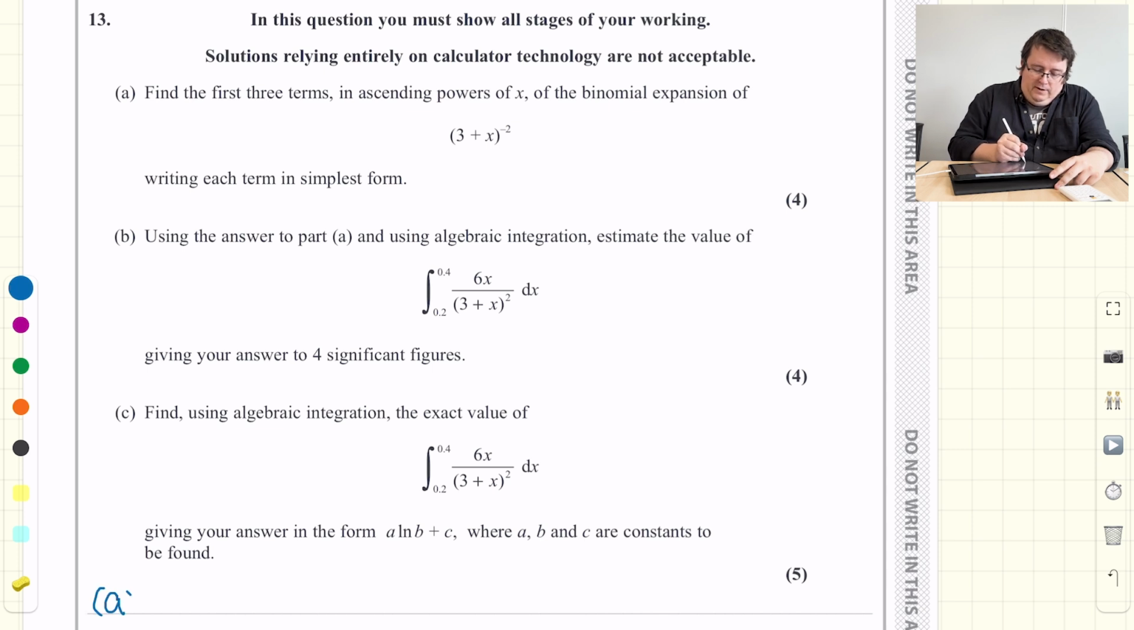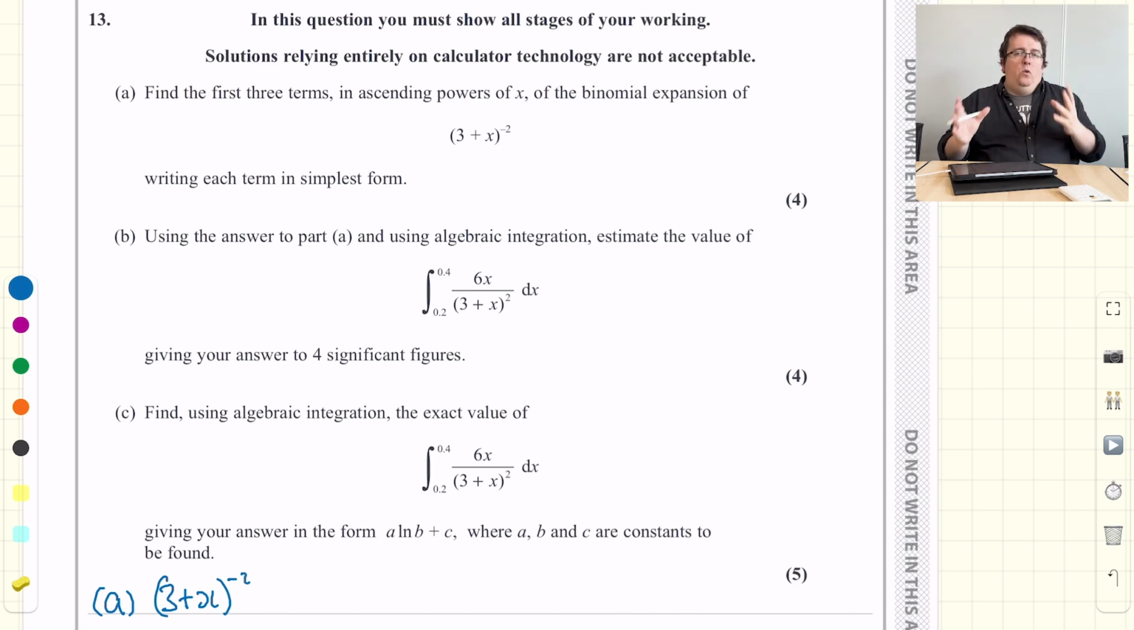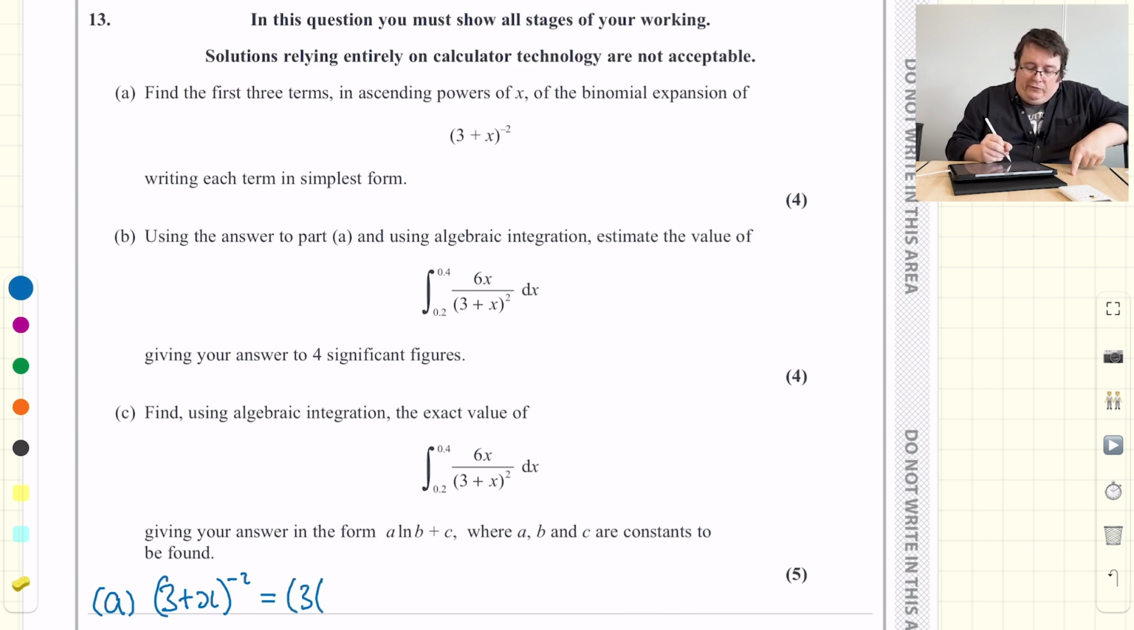Okay, so part A, 3 plus x to the minus 2. Now, we can't do anything with this. We can't go straight to the formula because it's not 1 plus or 1 minus inside the bracket. So, the first thing we need to do is make it into that format. So we're going to factor the 3 out of the 2 terms inside the bracket. So 3 to the minus 2 times 1 plus x over 3 to the minus 2. And now you've got 3 to the minus 2, which is 1/9.